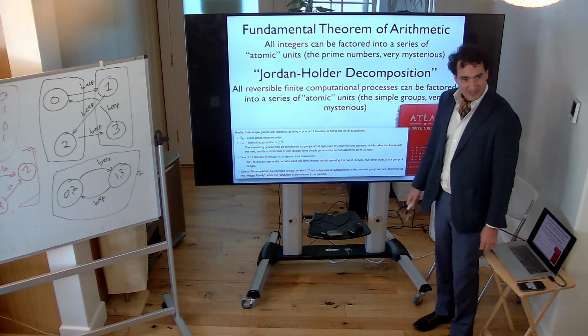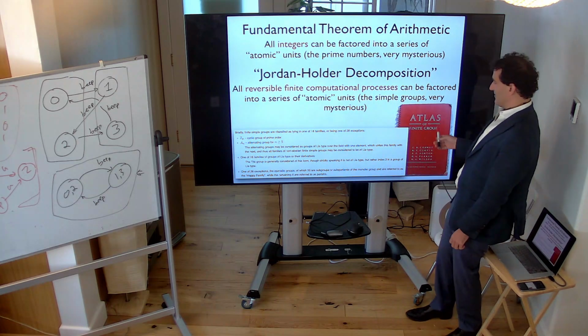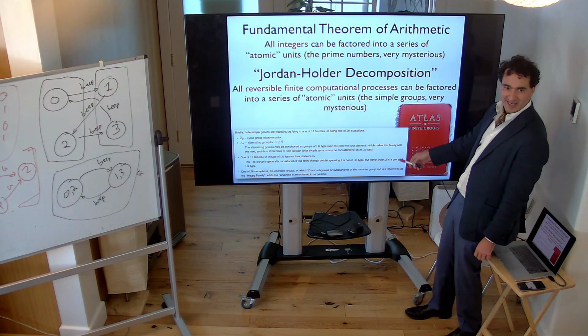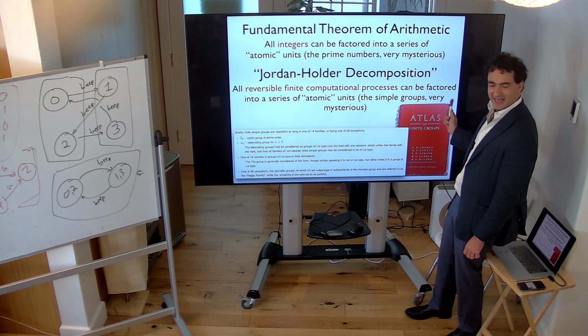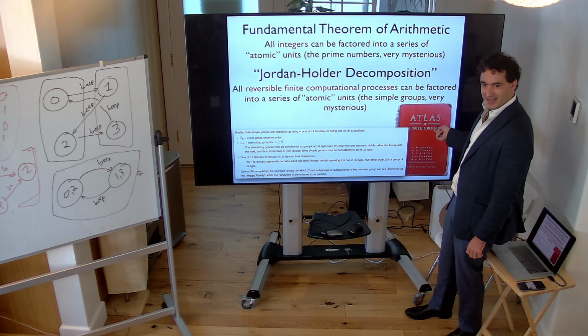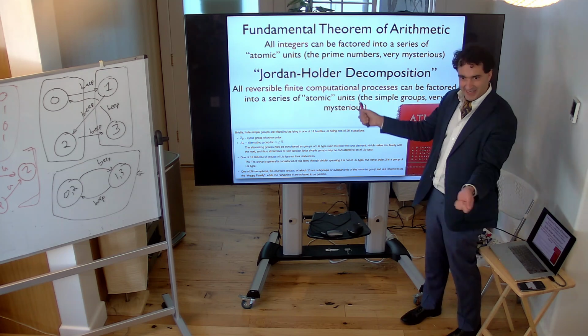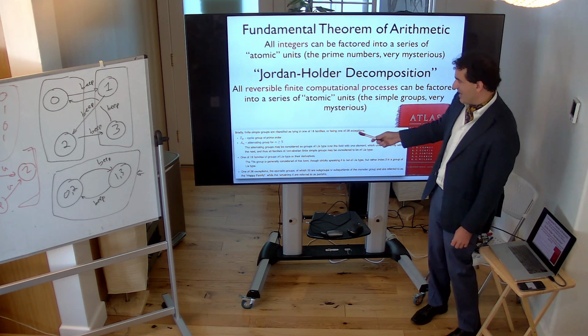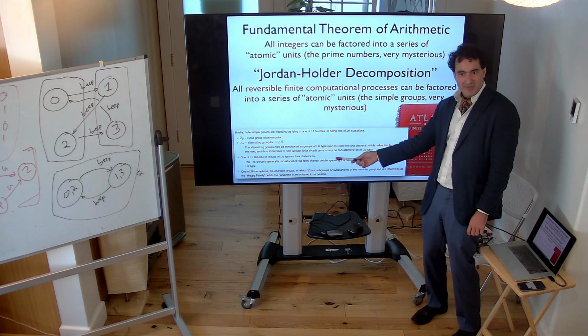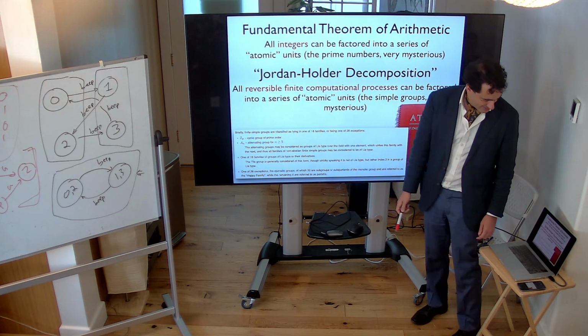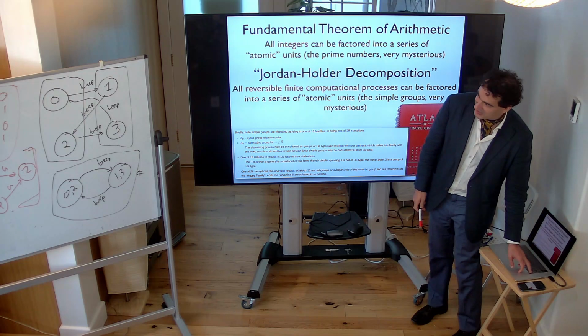If anyone starts a startup based on this, you have to buy the Atlas of Finite Groups. These were all finally classified in the 90s, I think it was. So you can buy the world's most boring math book, which is just pages and pages of tables tabulating some of these remaining weirdos down here. So that's the Jordan-Hölder decomposition.